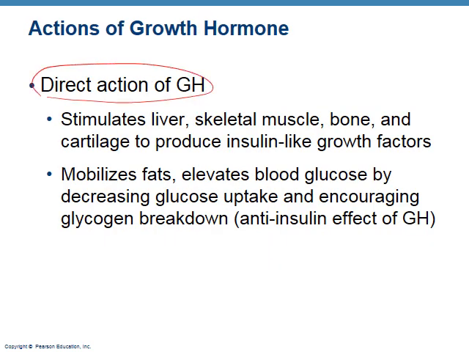We can see again the direct action of growth hormone. Growth hormone is going to go to the liver, to the skeletal muscles, to the bone, to cartilage, and it's going to produce growth factors. And it's going to cause all of those targeted muscles, liver, bones, cartilage to grow. And it does so by a number of ways. So let's look at the next slide.